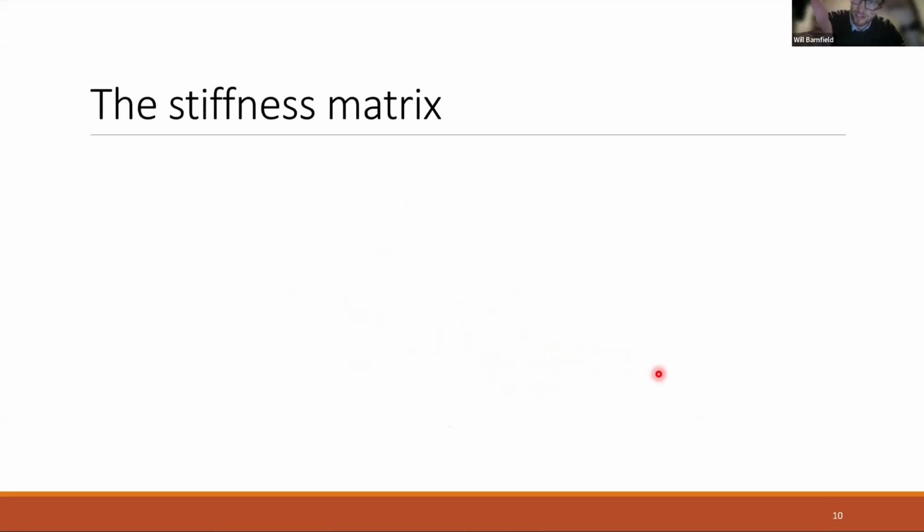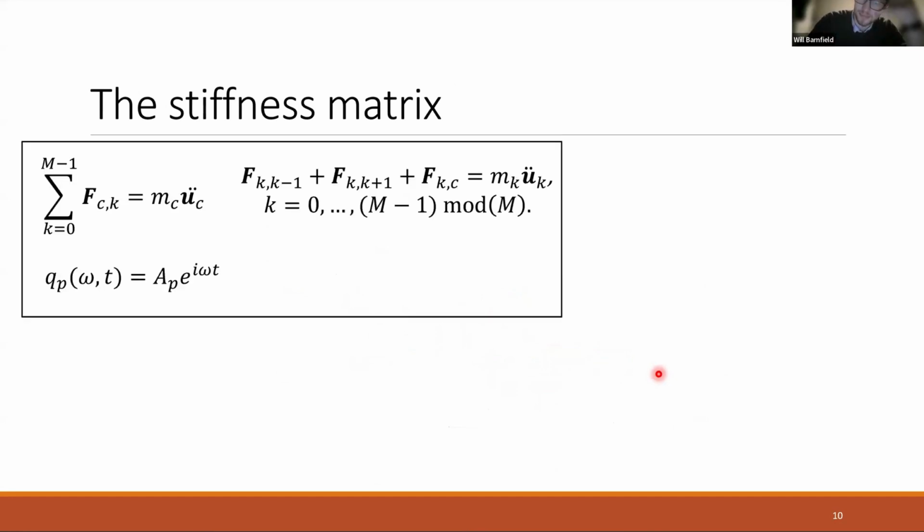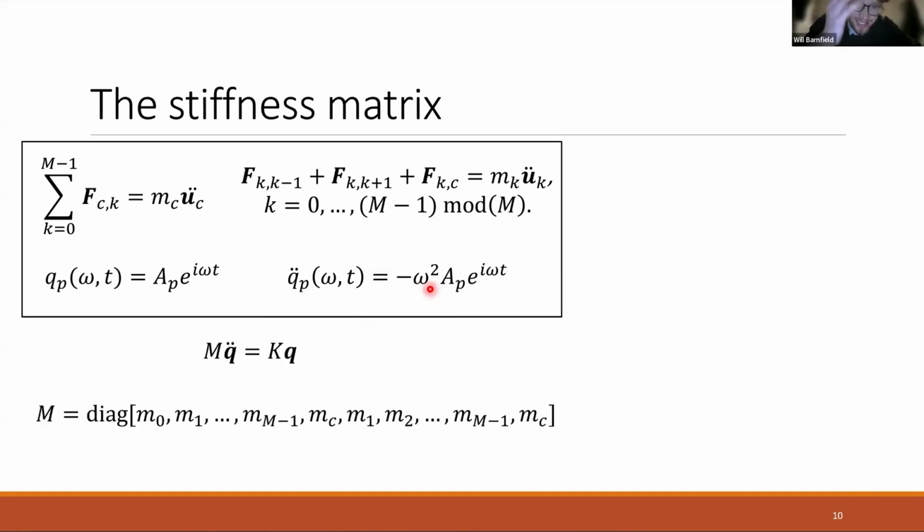So to find these forces and to solve this problem, we need a stiffness matrix. Now, in this black box here is just what we had before with the addition of this q double dot p. It just has a minus omega squared pop out. So this is the second time derivative of q p. And we can actually write these equations of motion as a linear system now.